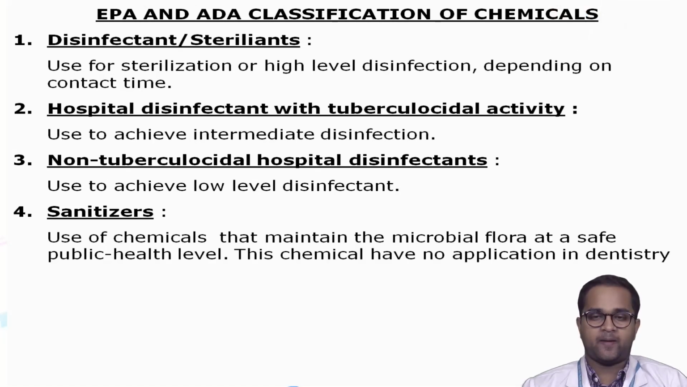Coming to EPA and ADA classification of chemicals, you have disinfectants or sterilants. These are used for sterilization or high level disinfection depending on the contact time. Hospital disinfectants with tuberculocidal activity are used to achieve intermediate disinfection. Non-tuberculocidal hospital disinfectants are used to achieve low level disinfection, and sanitizers are chemicals that maintain the microbial flora at a safe public health level. This chemical has no application in dentistry.